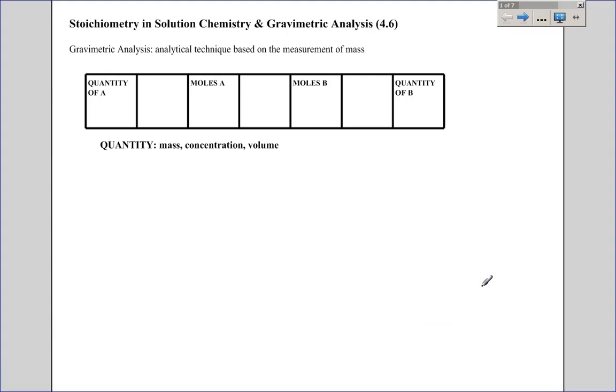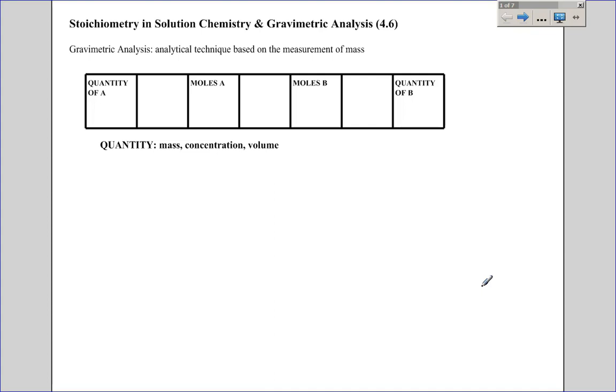In this lesson, we will examine stoichiometry and solution chemistry, gravimetric analysis, and titrations. Gravimetric analysis is simply an analytical technique that's based on the measurement of mass. So it's an experimental technique. And what's going to be important that you know in order to do gravimetric analysis are your solubility rules.